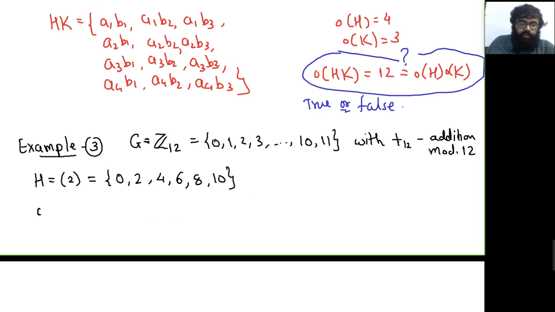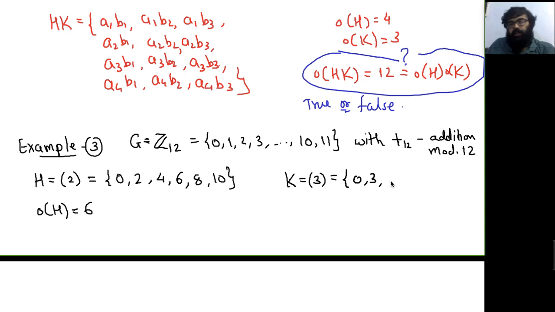What is the order of H? Order of H is 6 elements here. And K is the cyclic subgroup generated by 3. So 0 is there, 3 is there, 3 plus 3, 6, 3 plus 3 plus 3, 9. And if we add 3 four times, it gives us again 0, 12. So that is 0. So order of K.